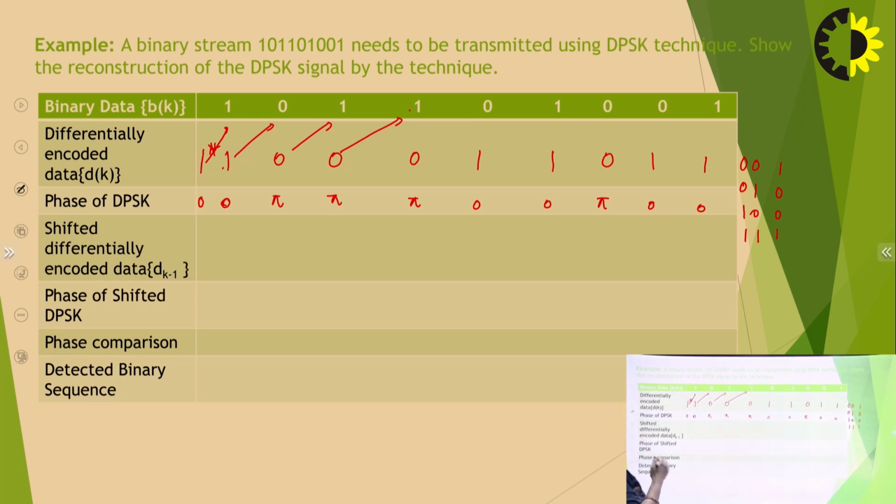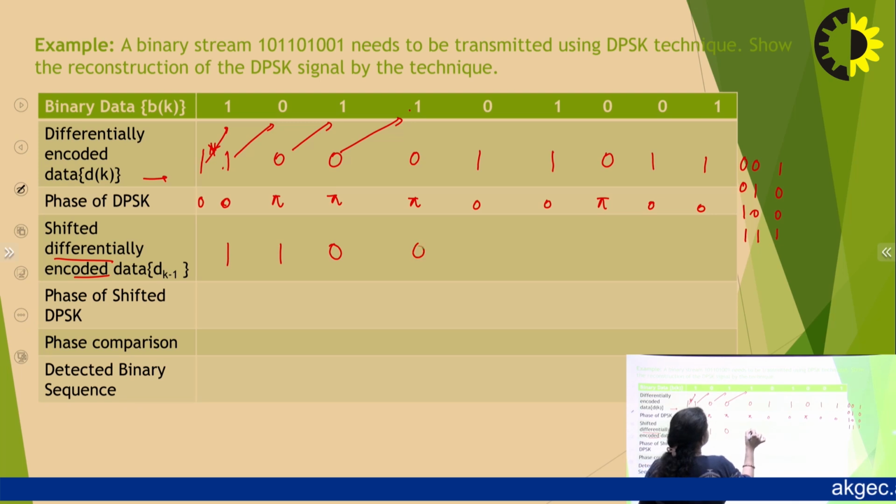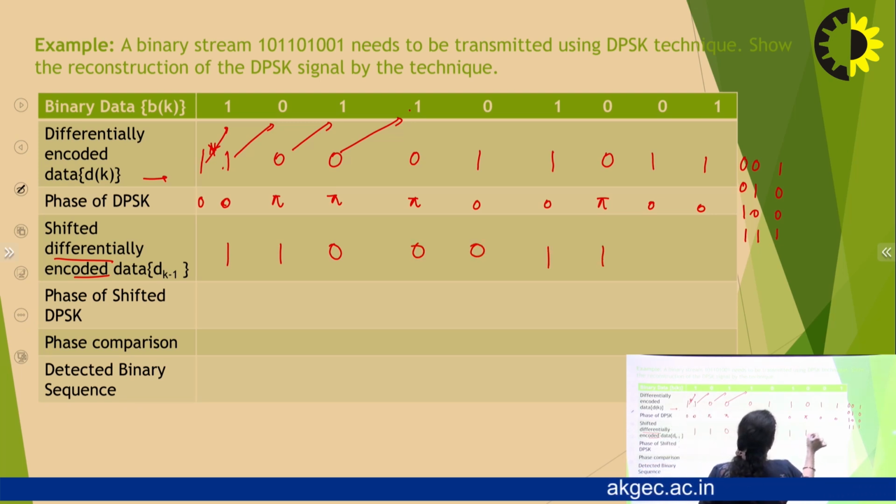Then the shifted differentially encoded data. So we need to shift our data, that means the differentially encoded data, not the actual data. We are shifting the differentially encoded data by 1 bit. So we are using 1 1. Same, we have shifted: 0 0 0 1 1 0 1, right?